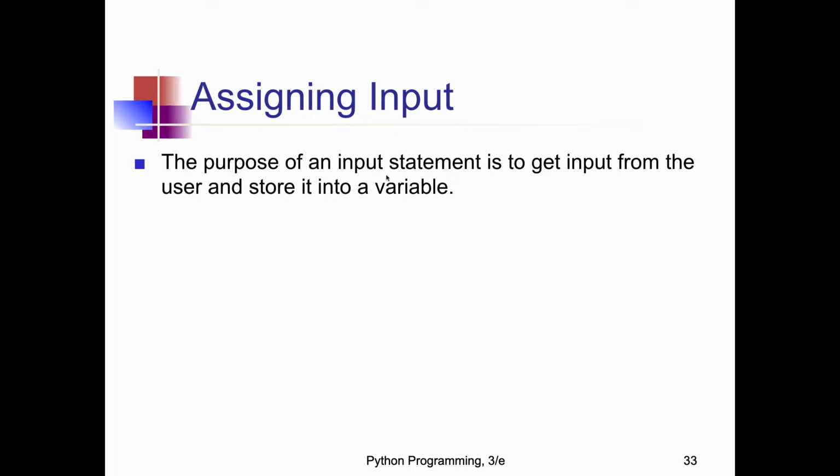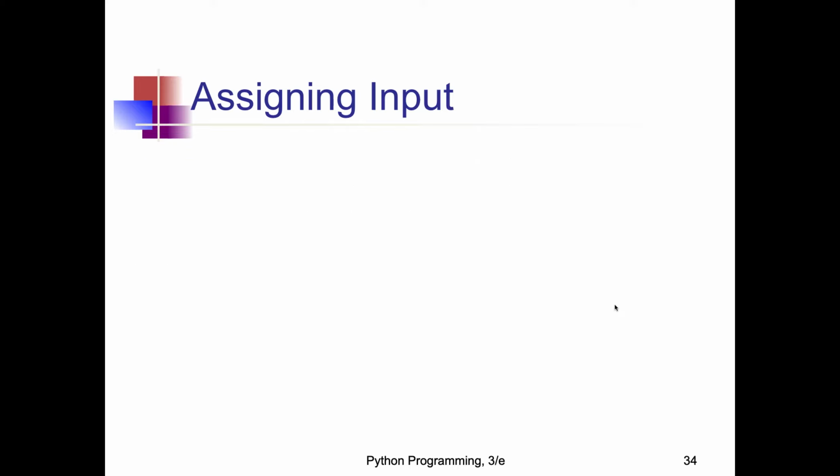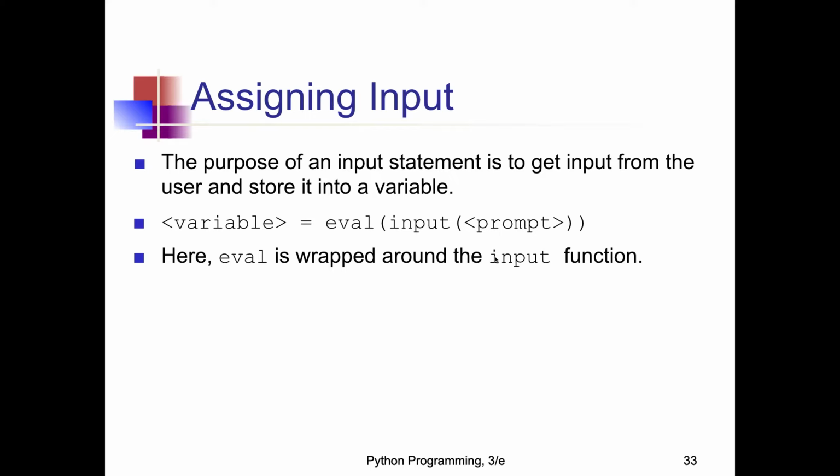Let's talk about input a little bit. The purpose of an input statement is to get input from the user and store it in a variable. Again, on the left side we have the variable name. On the right side we have eval, input, and we provide a prompt to the user. Here, eval is a wrapper around input, if you notice that. Let's take a look. Input is wrapped with eval.